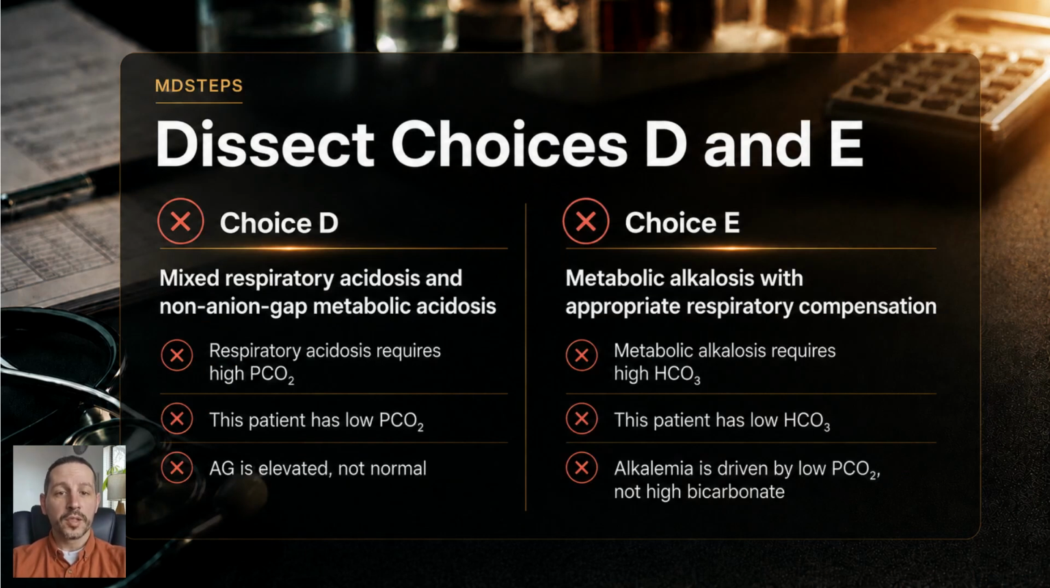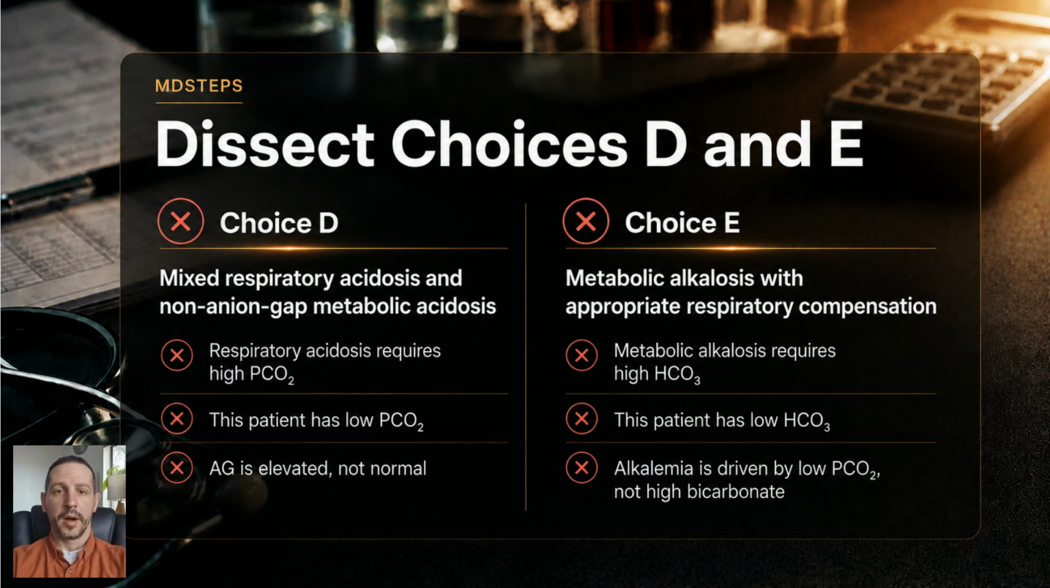Choice D is mixed respiratory acidosis and non-anion gap metabolic acidosis. This conflicts with the data in two ways. Respiratory acidosis requires an elevated carbon dioxide. Her carbon dioxide is low. And the answer calls the metabolic process non-anion gap, but her anion gap is elevated.